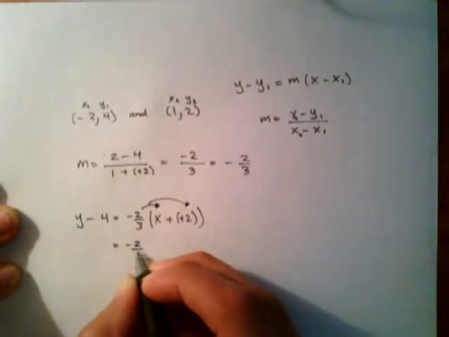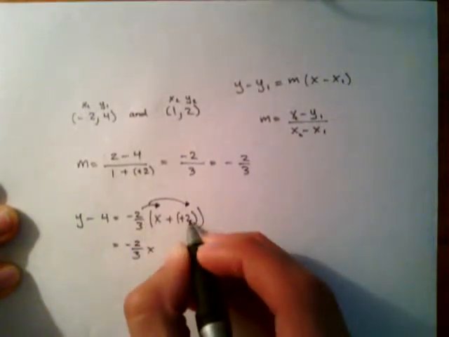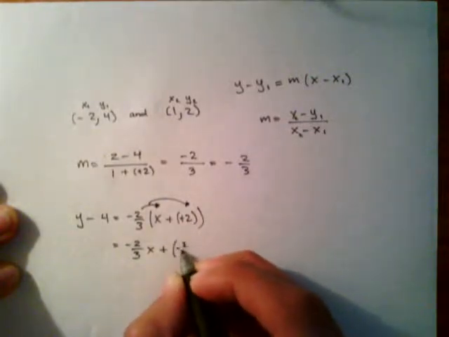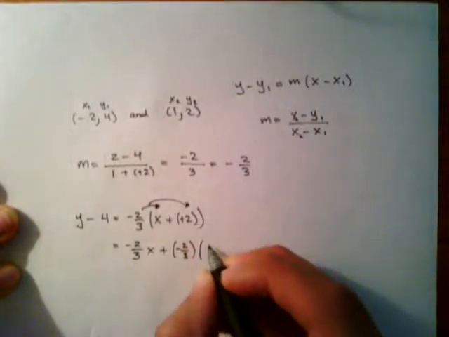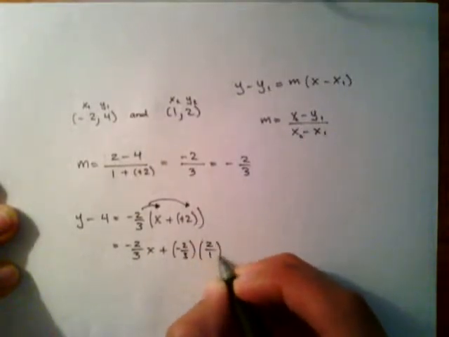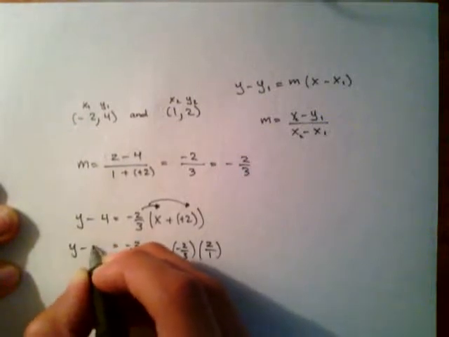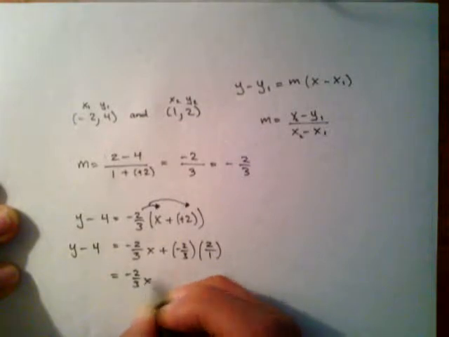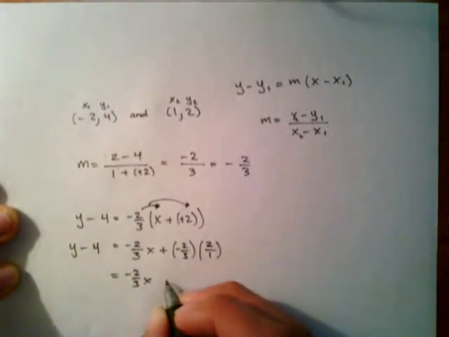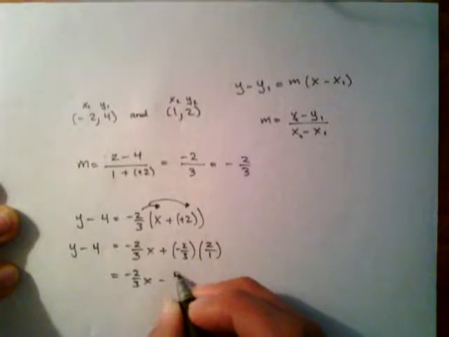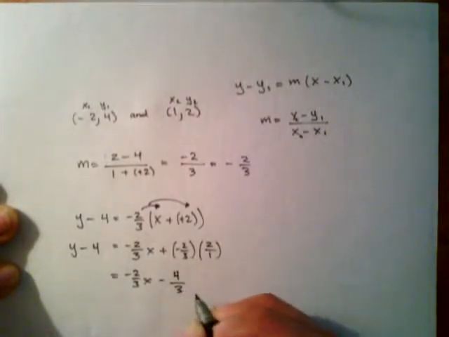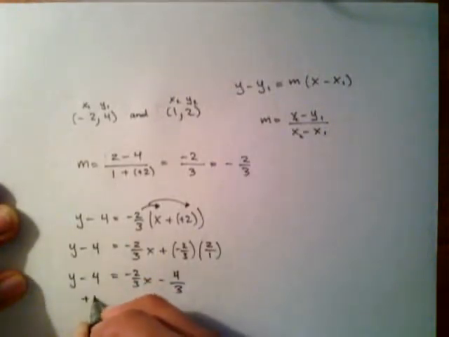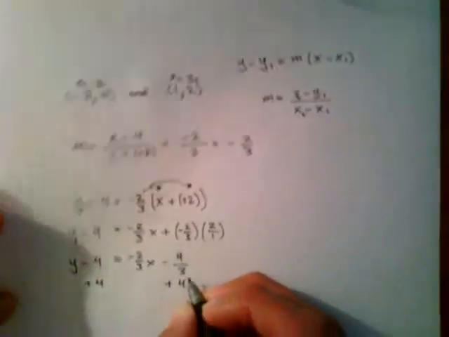-2/3 times x gives us -2/3 x. -2/3 times 2. I will actually write that out so that we can see what's going on there. I will change the 2, make it over 1, and I'll just drop this down. -2/3 x. -2 times 2, I'll multiply across, we get -4. And then 3 times 1 gives us 3. Now we have y minus 4. Next, we want to add 4 to both sides in order to isolate the variable.